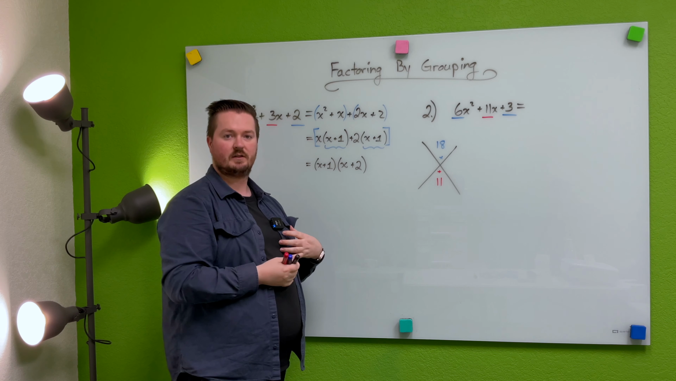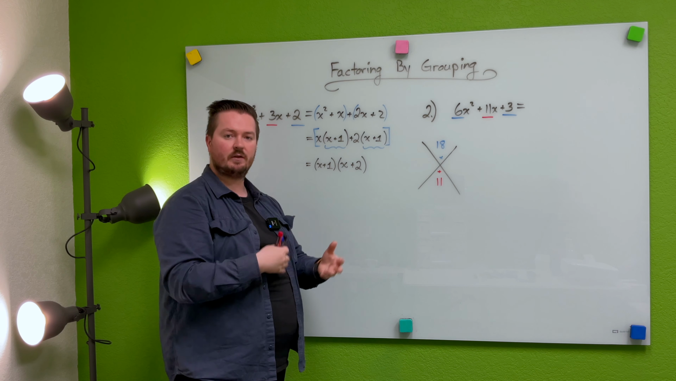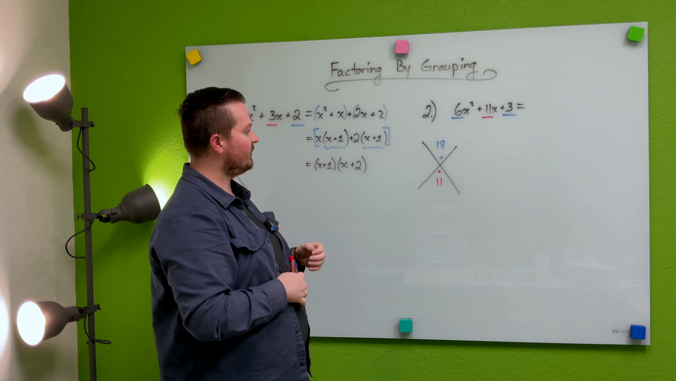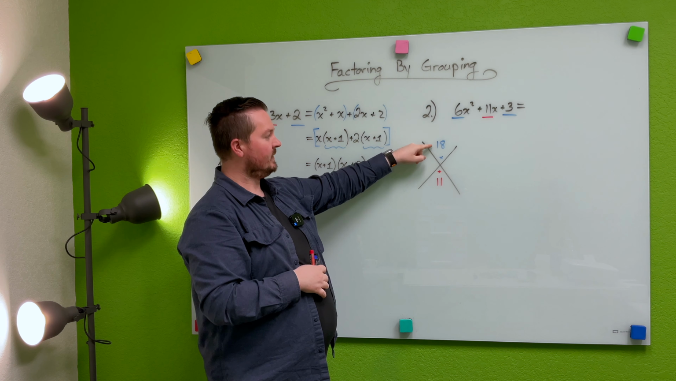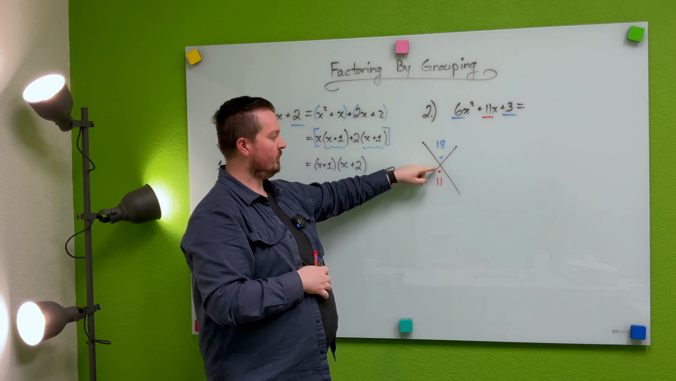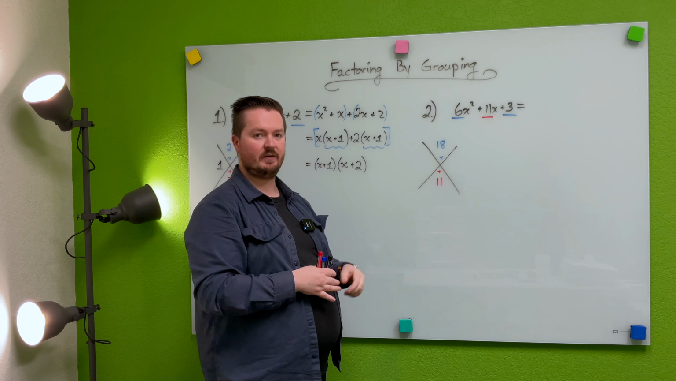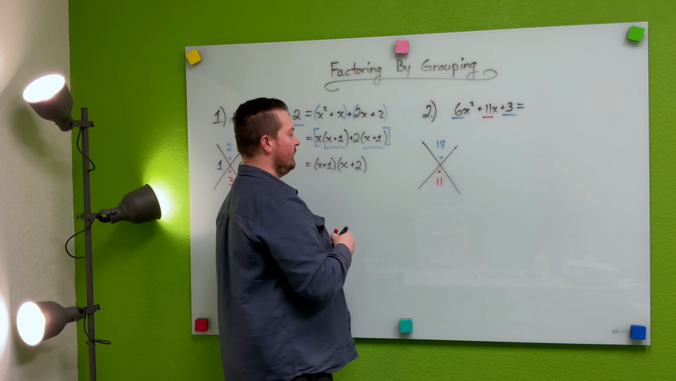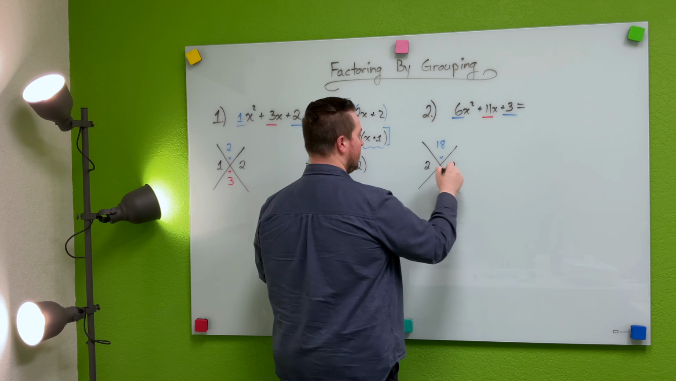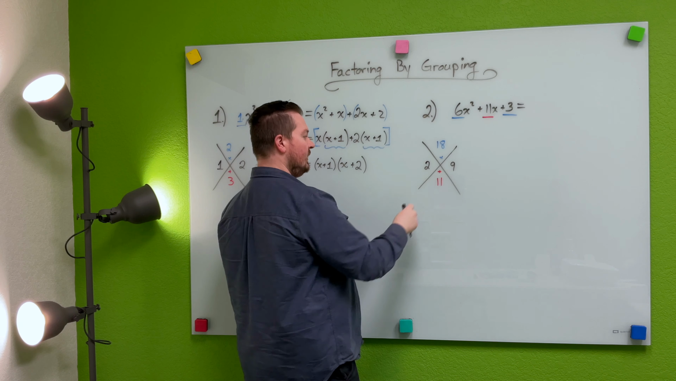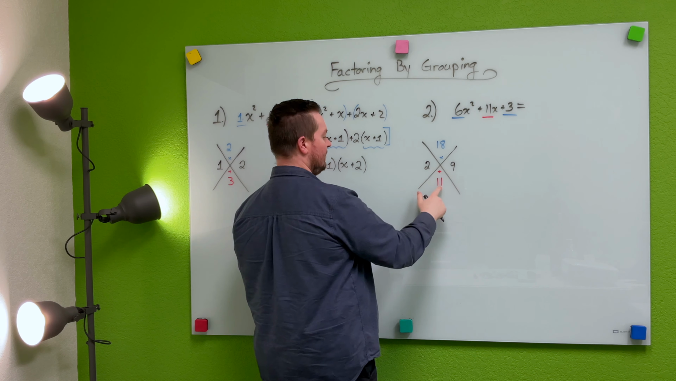So now we ask ourselves, so this is trial and error. This takes a little time to get comfortable with. What numbers multiply up to 18 but add up to 11? Well, we can multiply 2 times 9 to get 18, and 2 plus 9 is 11.